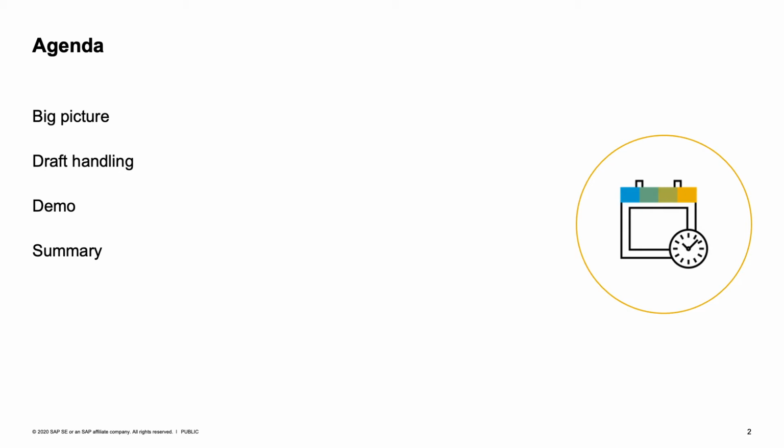So the agenda for today is basically the big picture of RAP, a short recap of why we built RAP, what's in it, and how the complete picture fits together. Then we will do a deep dive into the draft handling which we included into RAP. Of course, we also include a live demo showing all the new features and a lab preview of what will come next. And in the summary, we will give an overview of the delivered features and an outlook for the next releases.